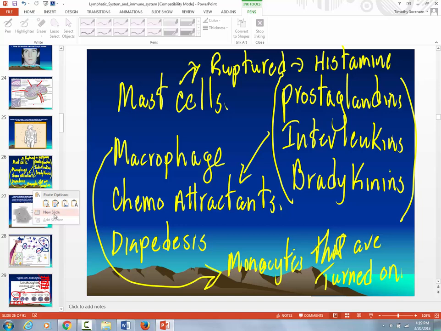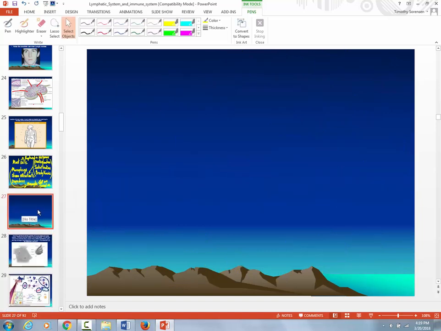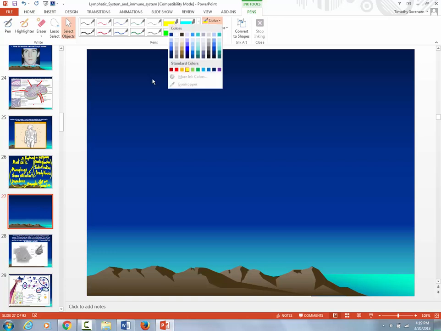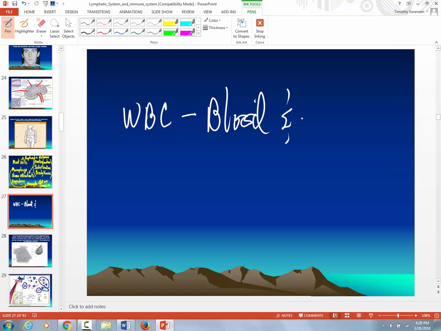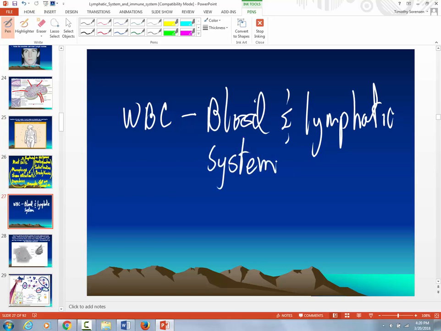Yeah, that's exactly it. How thick is a capillary? So, where are white blood cells? They're in the blood. Not really, though. Kind of lied. White blood cells are in the blood and the lymphatic system. But they're primarily found in the blood.